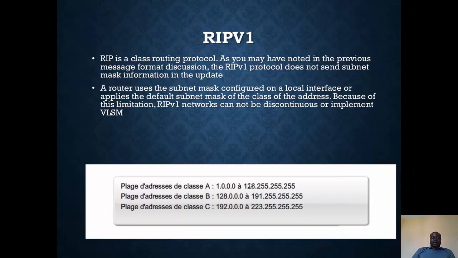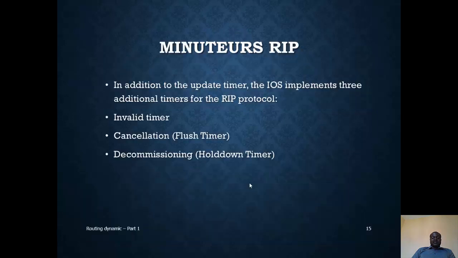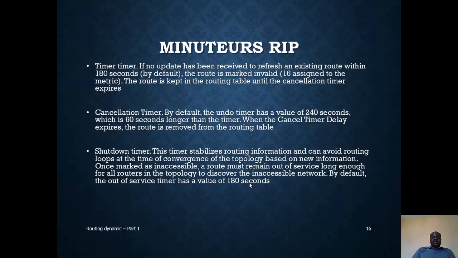And this is the range of addresses that can be used concerning class B, class C, and class A. The timers of Routing Information Protocol. In addition to the update timer, the IOS implements 3 additional timers for the Routing Information Protocol. Those are the invalid timer, the flush timer, and the hold-down timer.